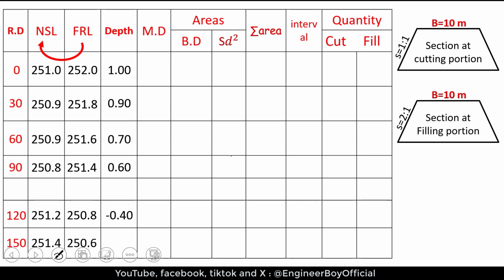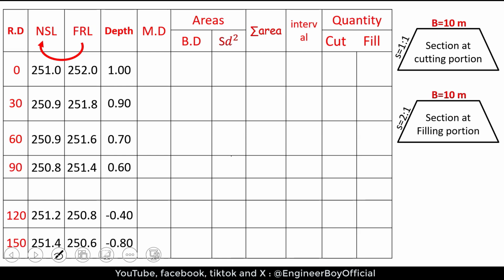So this is the same process. Here, as you can see, when we subtract 251.2 from 250.8, that's going to be minus 0.40. And that indicates that there is cutting, okay? That minus sign represents the same thing. And again, minus sign for station 150, it means cutting again.